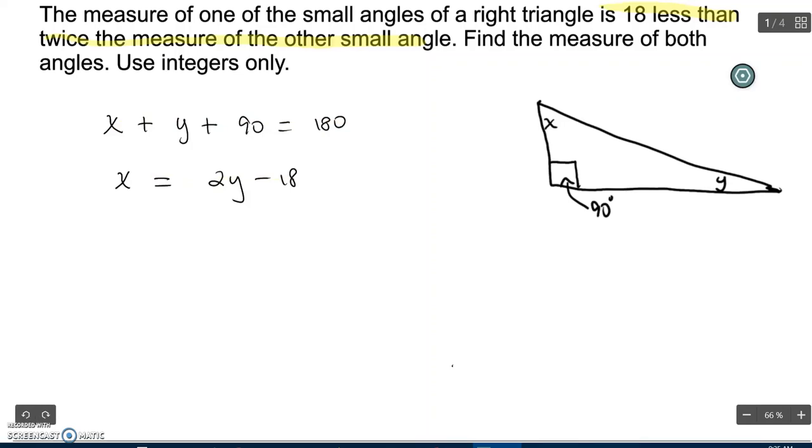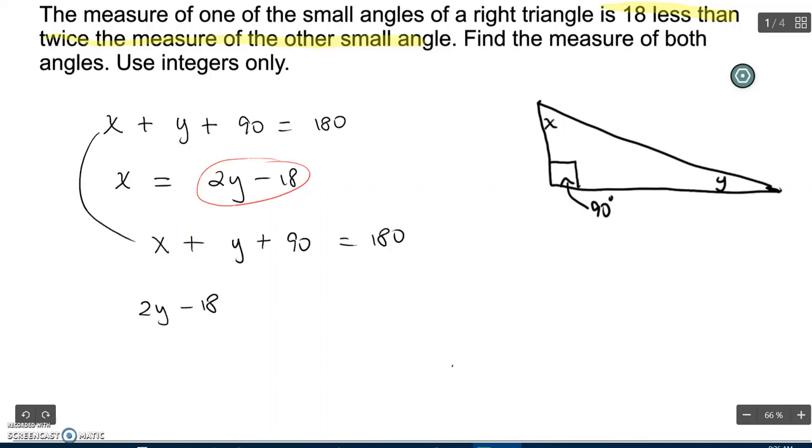And we can solve that system of equations using substitution. All right, so we'll start with this equation, x plus y plus 90 is equal to 180. And I'm going to replace x in that equation with 2y minus 18. So this turns into 2y minus 18 plus y plus 90 is equal to 180. So there's the substitution, right? This x got replaced with 2y minus 18.